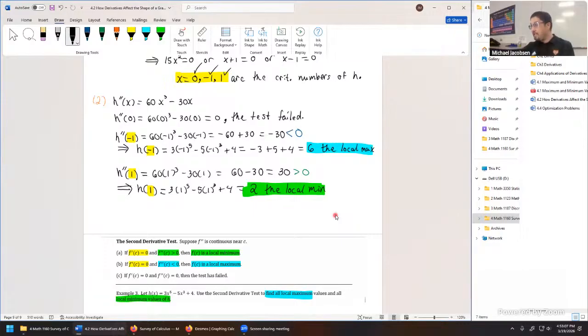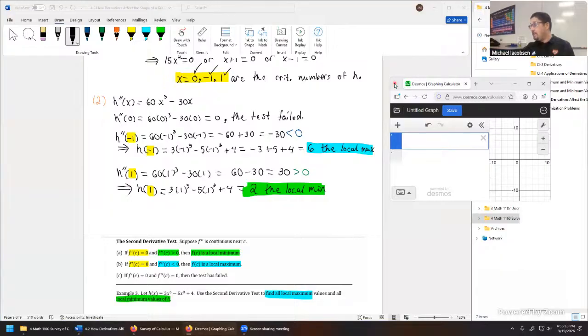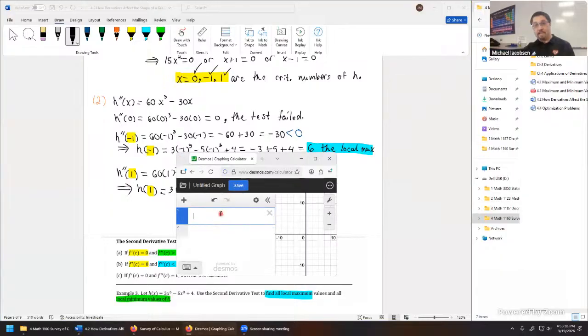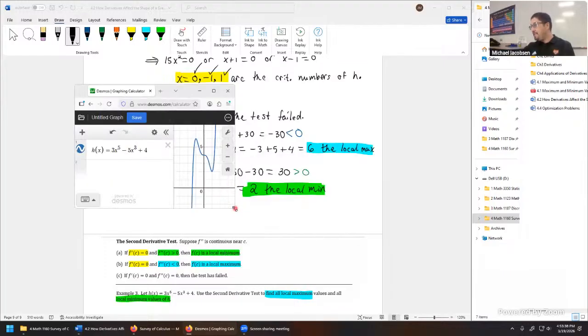Okay, well, let's take another look at this function because this outcome, where the test failed, is always kind of weird to run into. So we take the original function one more time, and now we're plotting it. We've got h of x is 3x to the power 5 minus 5x cubed plus 4. So here's our function. Desmos is already highlighting the critical numbers there, but let's expand that a little bit more.